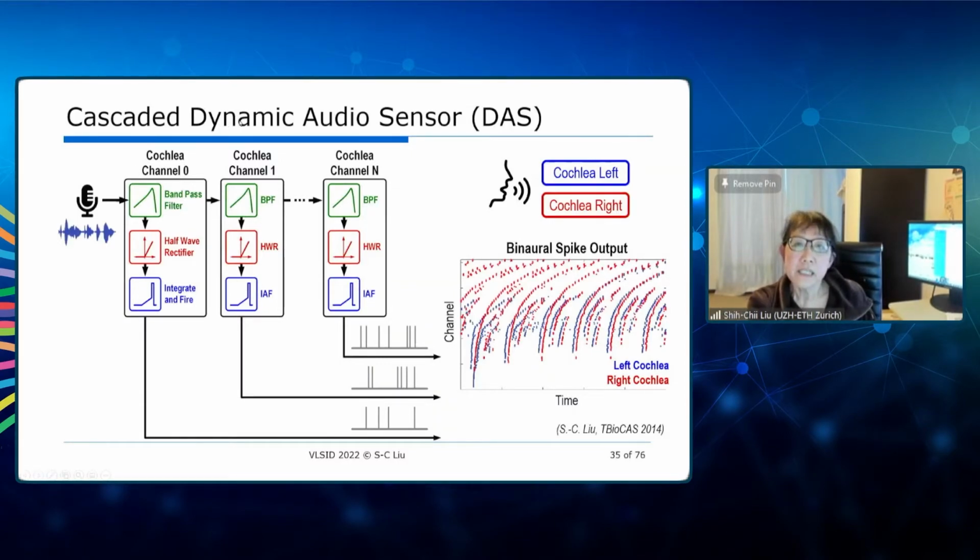Okay, so for the cascaded dynamic audio sensor, usually what we do is we have a set of about 64 channels, right? And then we have channels also for the left ear and the right ear. And so that allows us to create a binaural spike output from the 64 channels for the 2 ears.